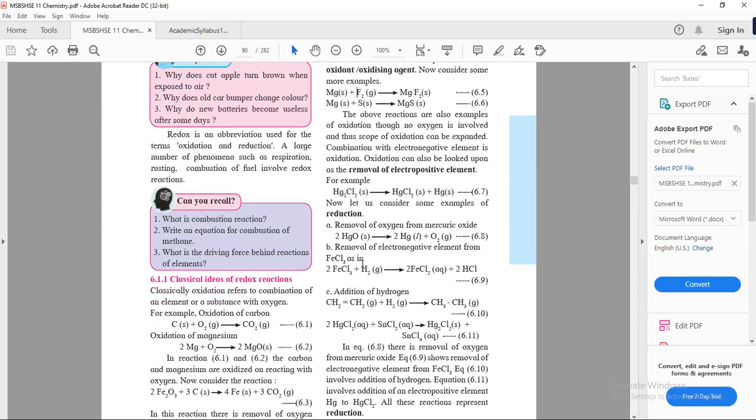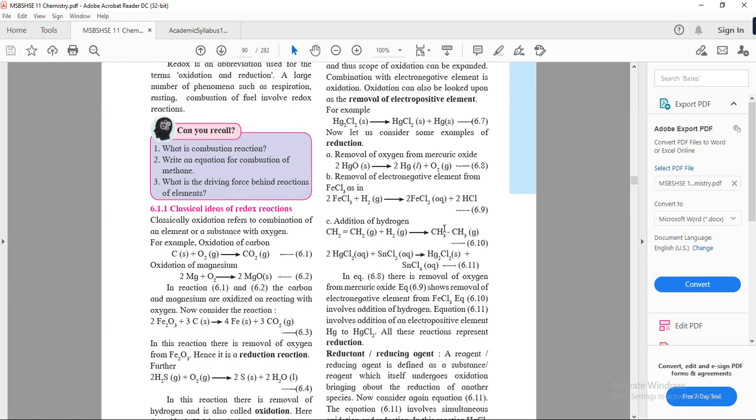Now let us consider the removal of oxygen from mercuric oxide, or mercuric chloride. It is a reduction process, removal of oxygen. So one more definition is here. Oxidation can also be looked upon as a removal of electropositive element.